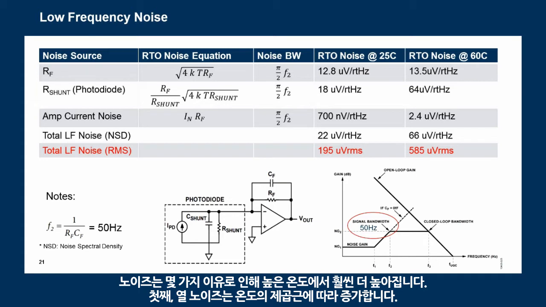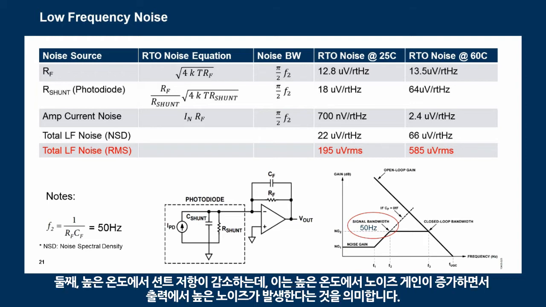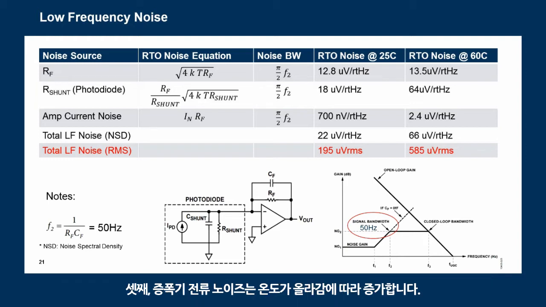Well, first, we know that thermal noise increases with square root of the temperature. And second, we also know that the shunt resistance reduces with higher temperature, which means that at higher temperature, your noise gain would increase, causing a higher noise at the output. And third, the amplifier current noise also increases as temperature increases.